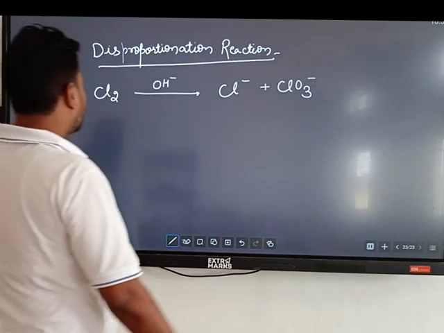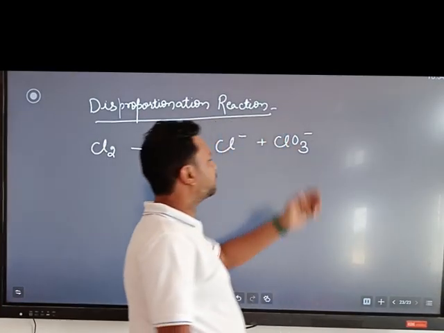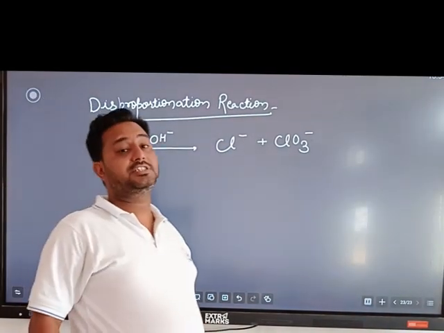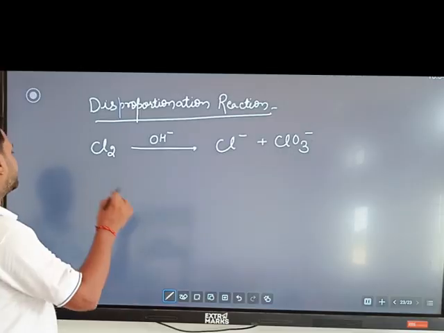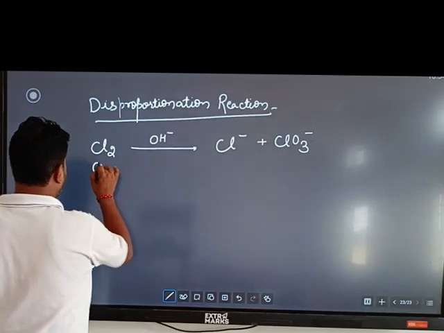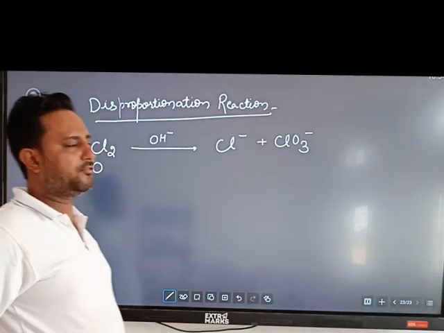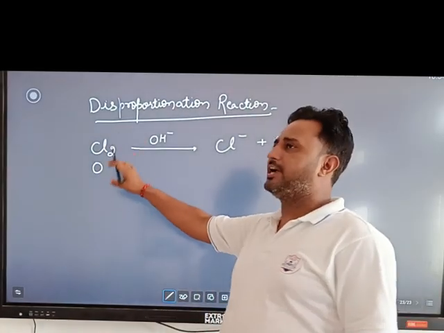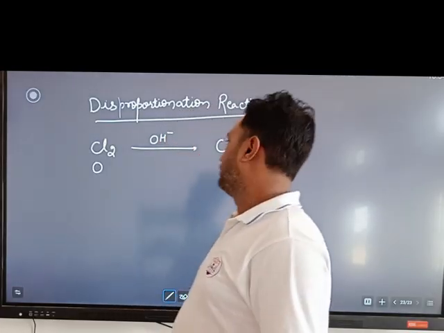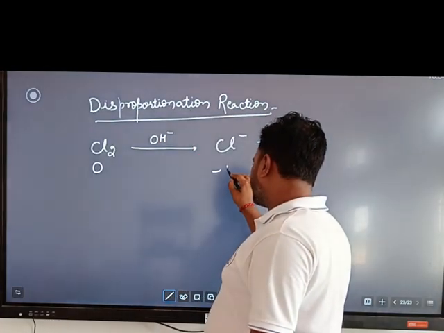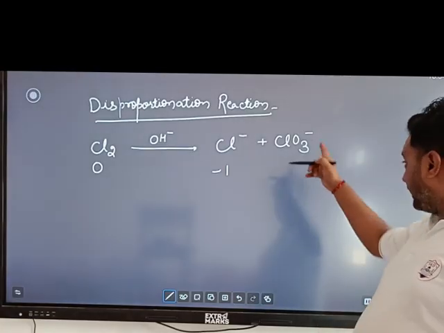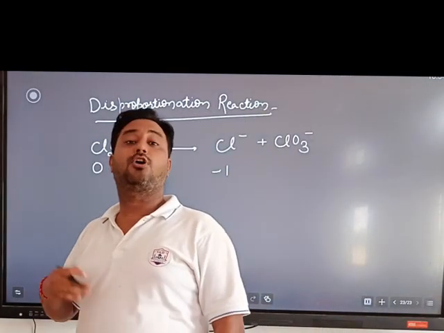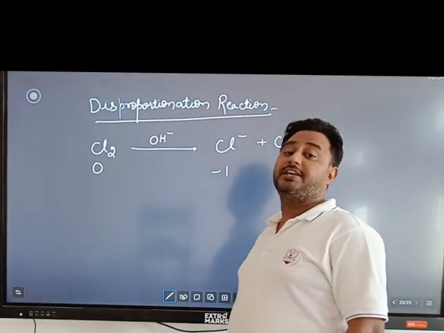So when chlorine reacts with concentrated alkali, then it will form chloride and chlorate ion. Now I am going to tell you how this is the disproportionation. So this is the chlorine molecule, and in homoatomic molecular form, oxidation number of element is 0. Means in Cl2 oxidation number of chlorine is 0. In chloride ion its oxidation number is -1. In chlorate ion, chlorine will show variable oxidation state in its oxide as well as in oxy acid.